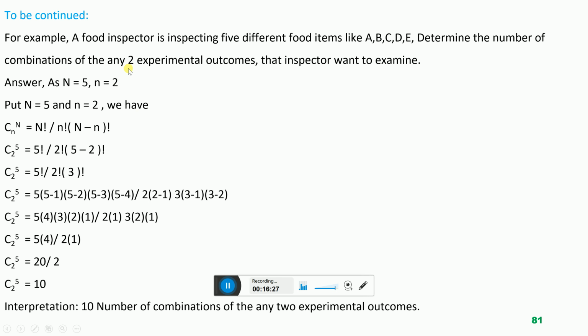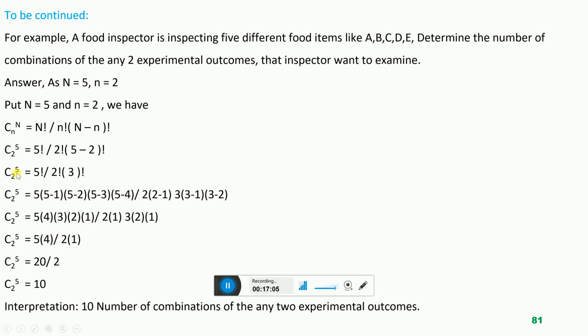sorry, this is an example. Here capital N is 5 and small n is 2. Put N equal to 5 and small n equal to 2 in the formula we have. I am putting it in here. So for capital N we replace its value, 5 factorial, whole divided by small n, which is 2, we replace 2 factorial, multiplied by N minus small n, that is 5 minus 2, whole factorial.